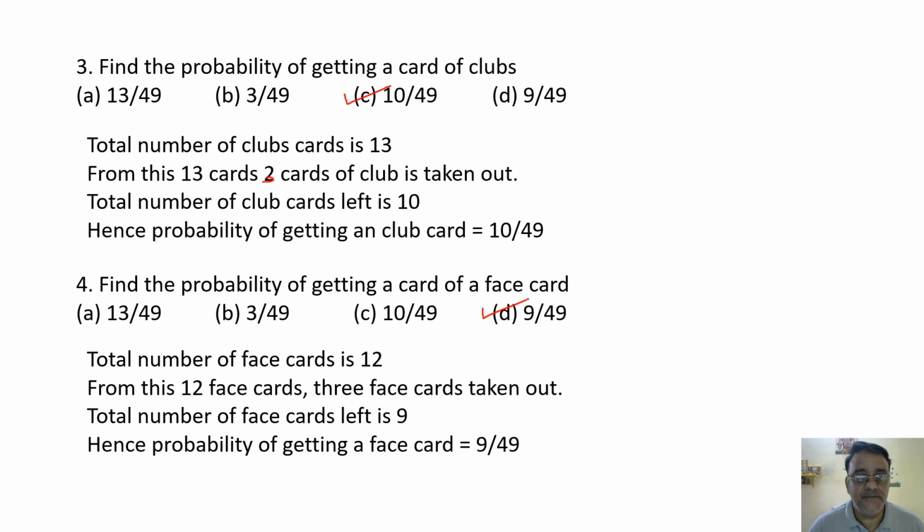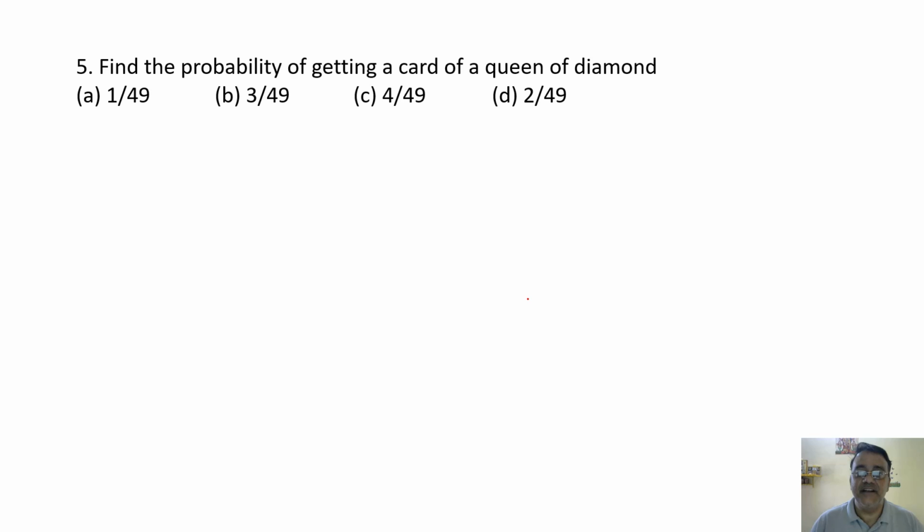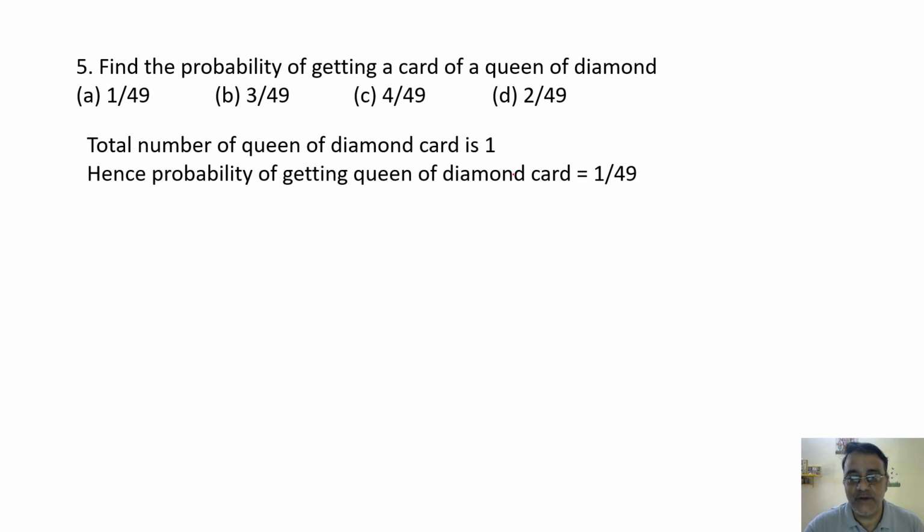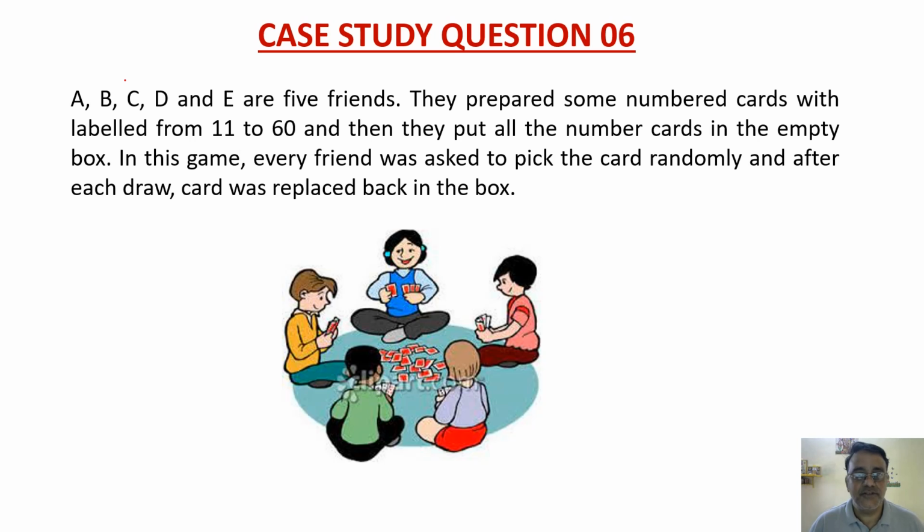Now the last question, find the probability of getting a card of a queen of diamond. 1 by 49. 1 by 49. Very good. Only one card is there with queen of diamond. So the required probability is 1 by 49 and the correct option is option A. Right. So now we are moving toward the next question.